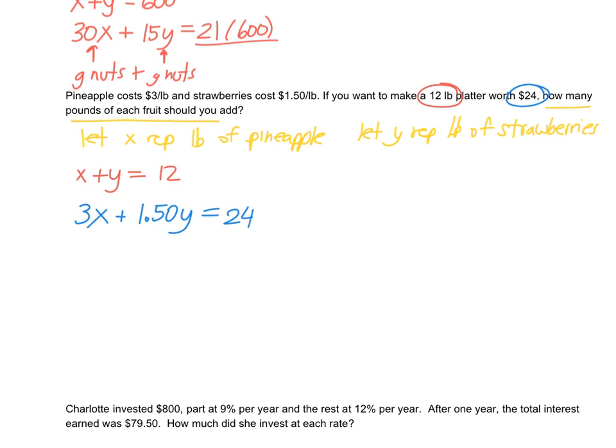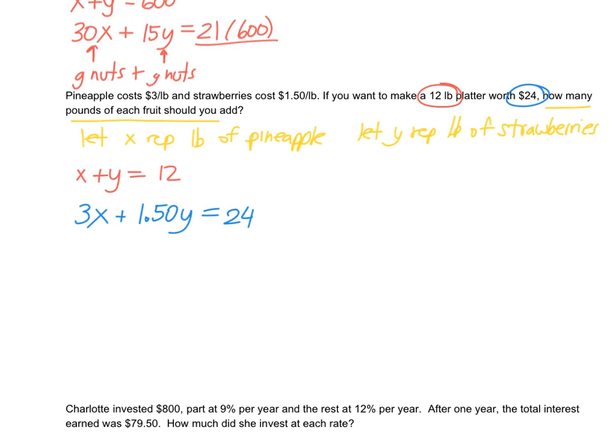And when you add the cost of pineapple and the cost of strawberries in total, it should be $24. And notice, I'm not going to do 24 times 12 because it's not $24 per pound. It's just a total of 24. So I don't have to worry about multiplying 24 by anything. So really be careful with the wording here. And now we can solve this.